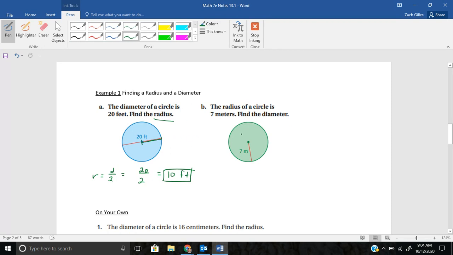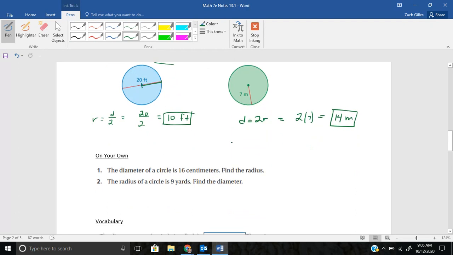Okay. And then the second one, letter B, the radius of a circle is 7 meters. To find the diameter, I take 2 times my radius. So 2 times 7 would give me 14, and my label would be meters. So twice this. All right, go ahead and pause the video now to try 1 and 2.